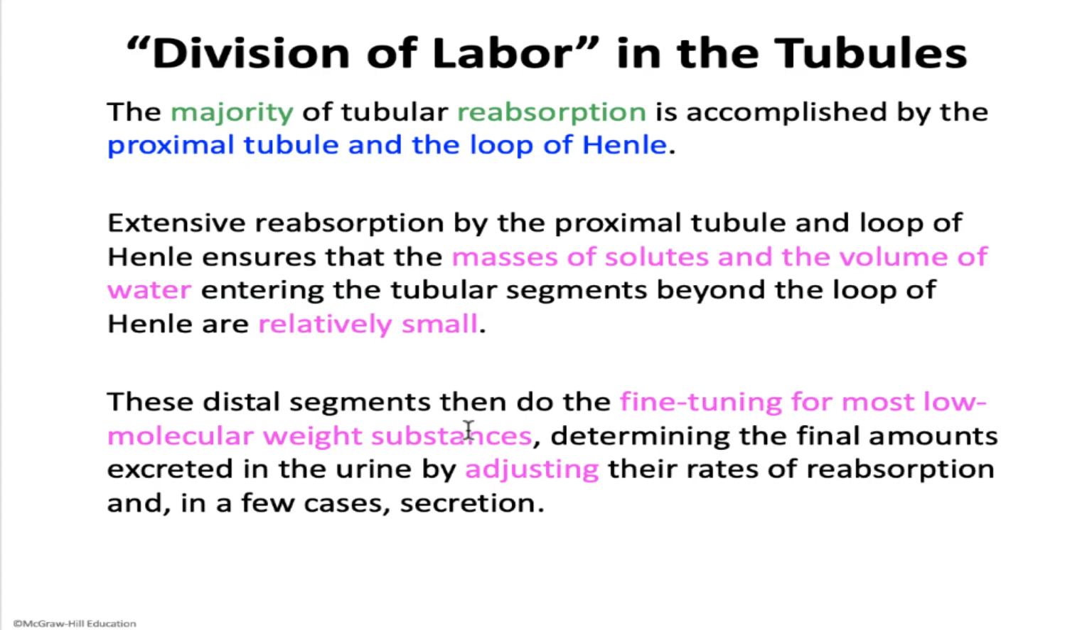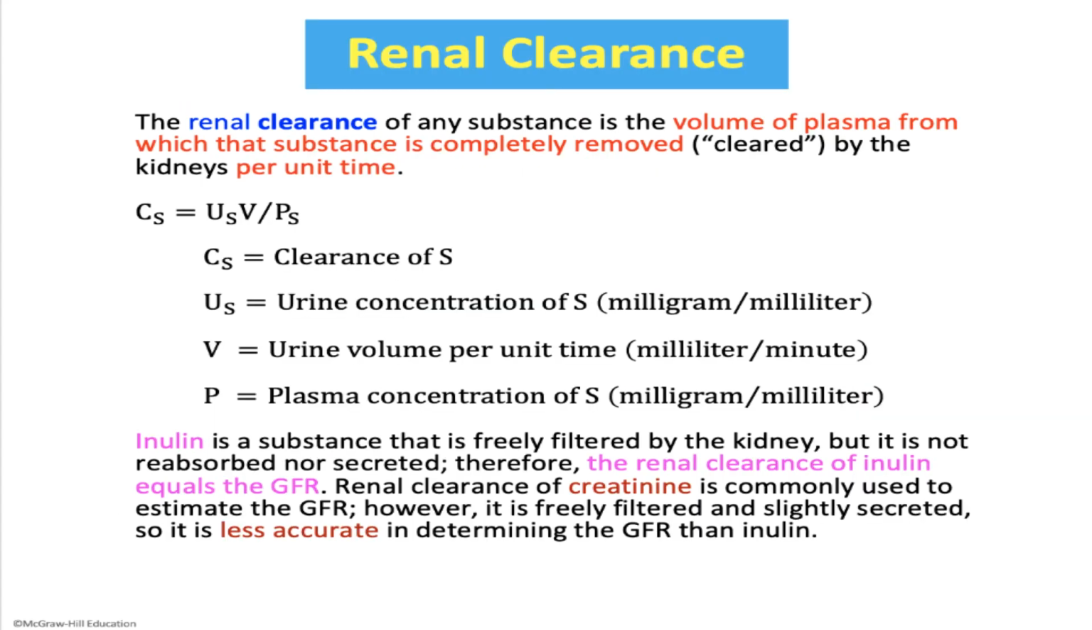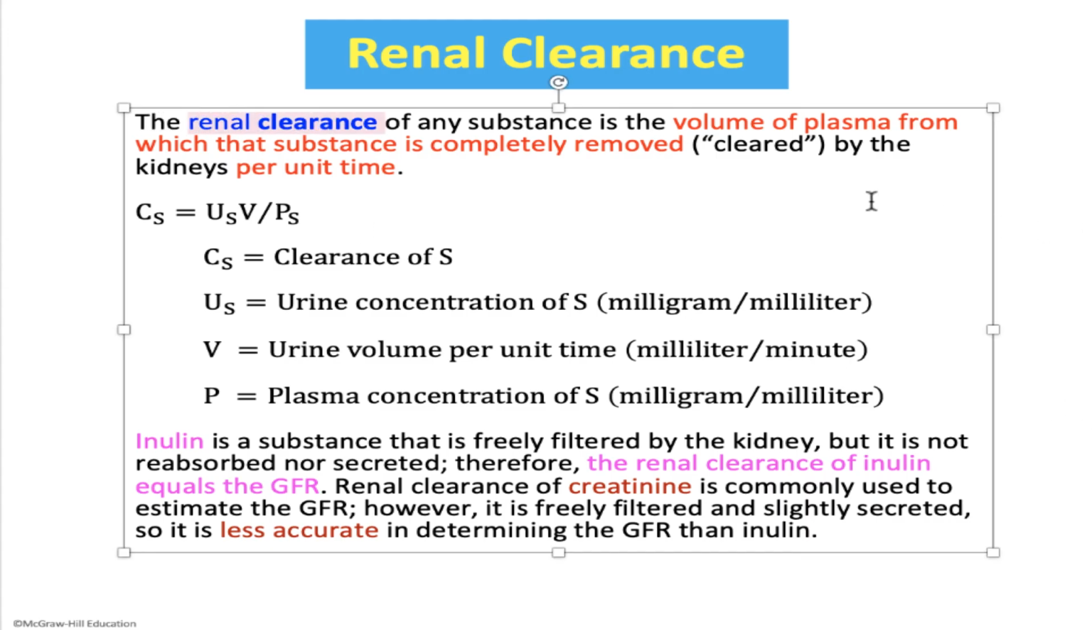The last concept under this umbrella is that of renal clearance, which is defined as the volume of plasma from which that substance is completely removed by the kidneys per unit time. And here's the equation that relates to it. The clearance of that substrate is equal to the urine concentration of that substrate, times the urine volume per unit time, divided by the plasma concentration of that substance.